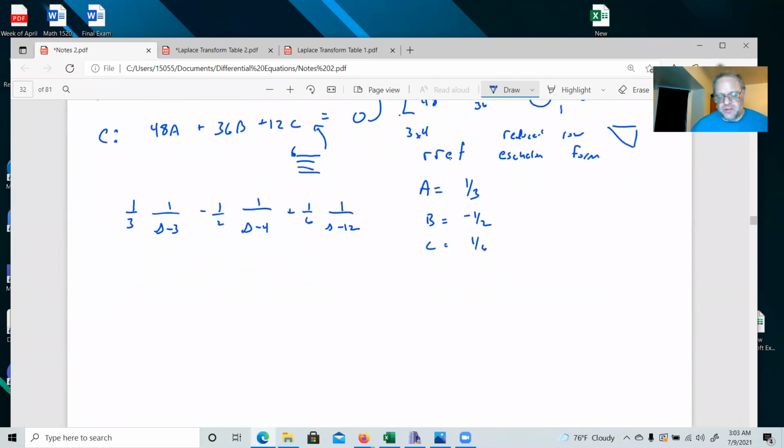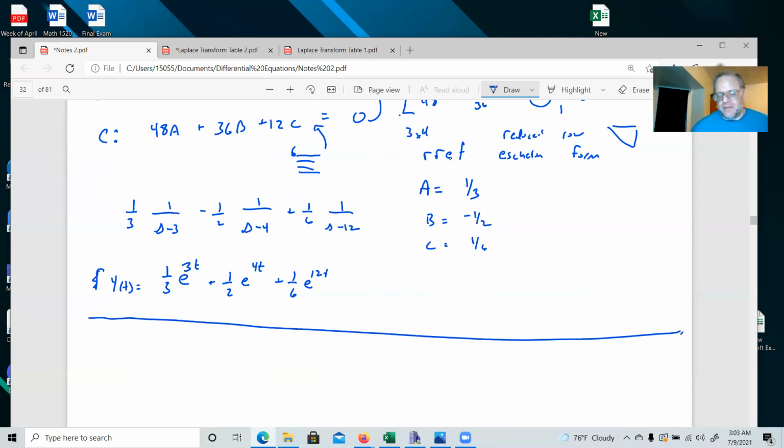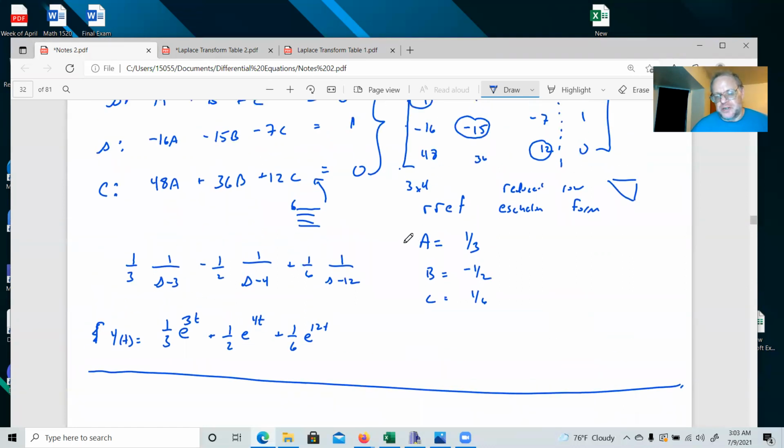So this is the inverse Laplace transform. My function y of t here is equal to 1/3 e to the 3t plus 1/2 e to the 4t plus 1/6 e to the 12t. That's your inverse Laplace transform. I wanted to show you that mostly because of the calculator issue, but there we go.